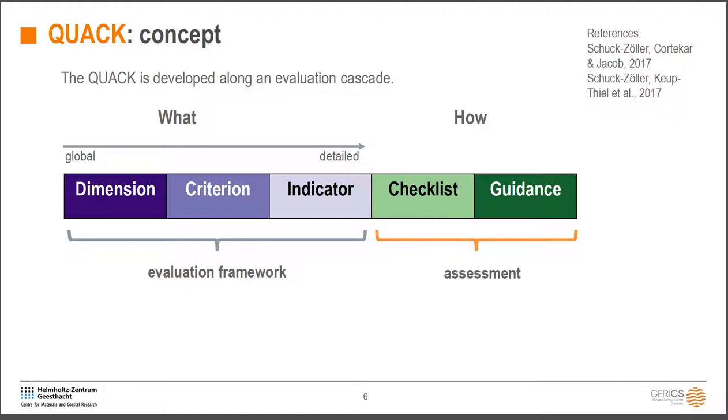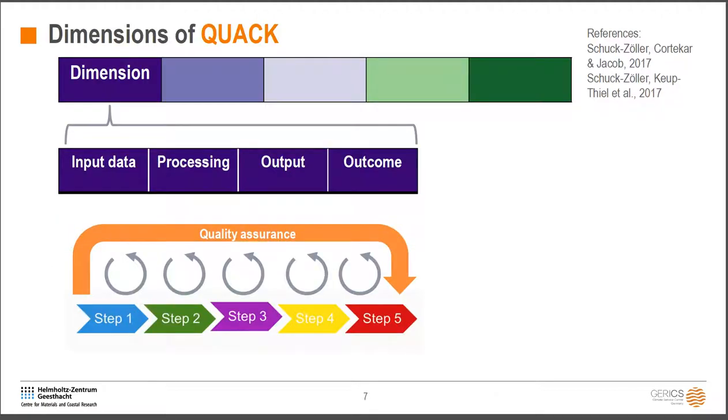those questions. The first level of QUACK is dimension, which is further divided into four different levels: input data, processing, output, outcome. Input data refers to the data you have. Processing is more about the methods you use to process the data, the quality of those methods. And output is about results, and outcome is about the users, how useful is the product for the user.